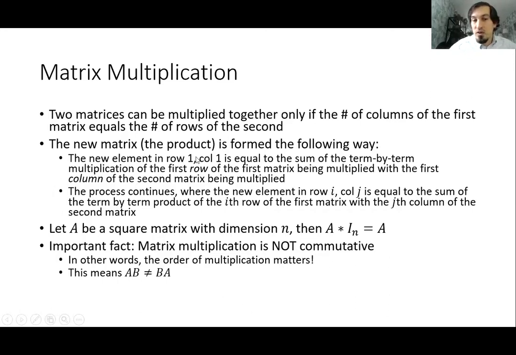So that's just row 1, column 1. But you can do this for all rows and all columns. Row I, column J, where I and J are any possible row or any possible column, is equal to the sum of the term-by-term product of the ith row of the first matrix with the jth column of the second matrix. The best way to learn this is by example. So let's do some examples of matrix multiplication right now.